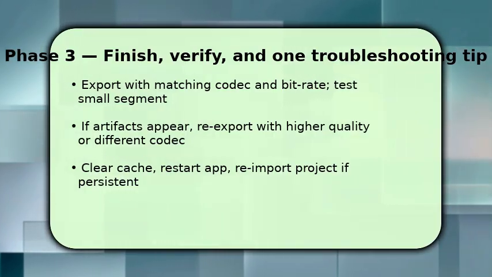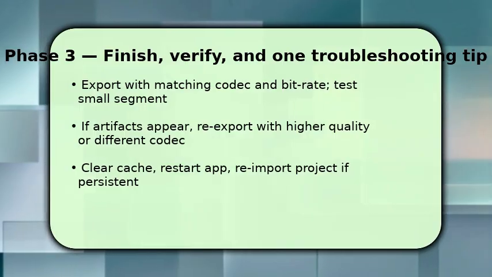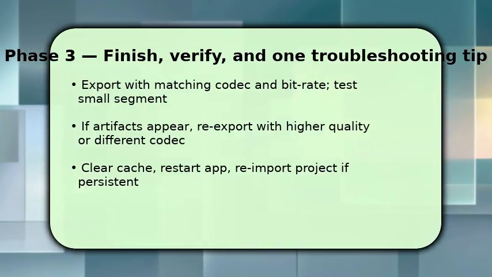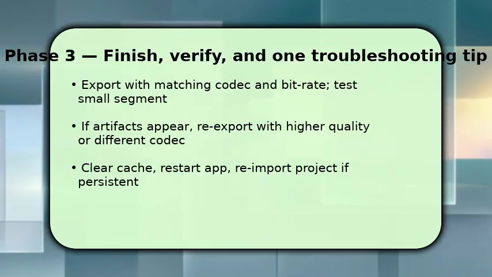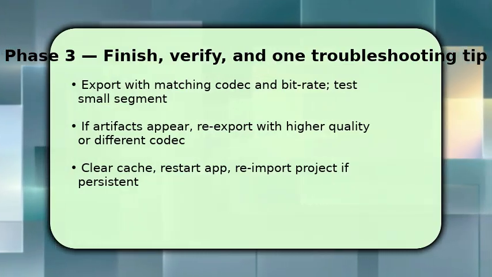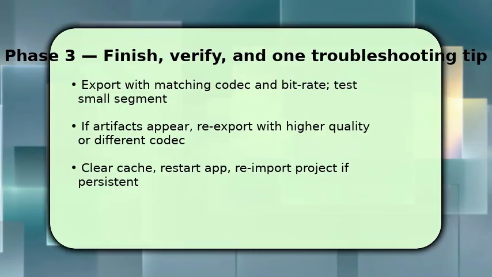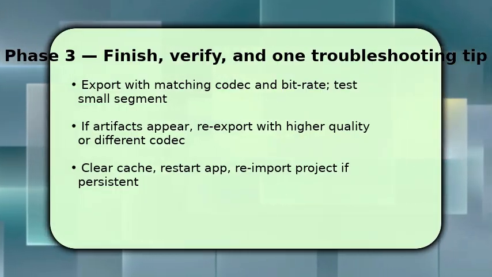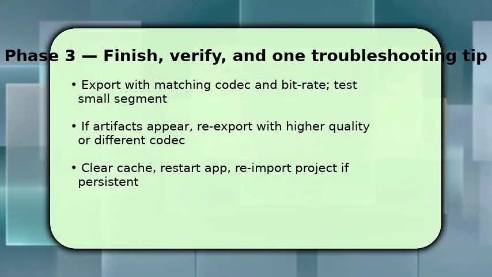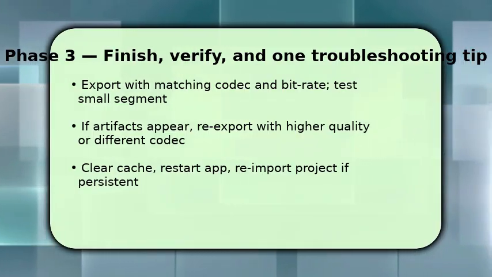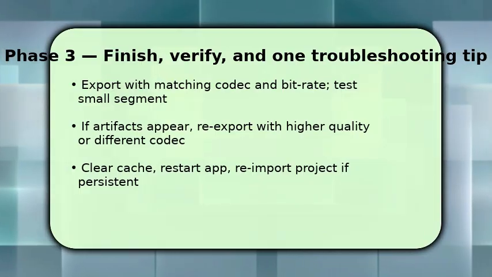If you see artifacts or dropped frames, re-export using a higher bitrate or an alternative codec because compression choices cause most issues. If problems persist, clear Alight Motion cache, restart the app, and re-import the project. This often resolves corrupted preview files. If not, stabilize problematic clips and export again.